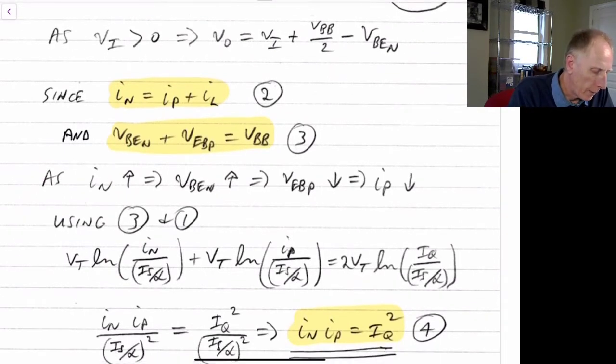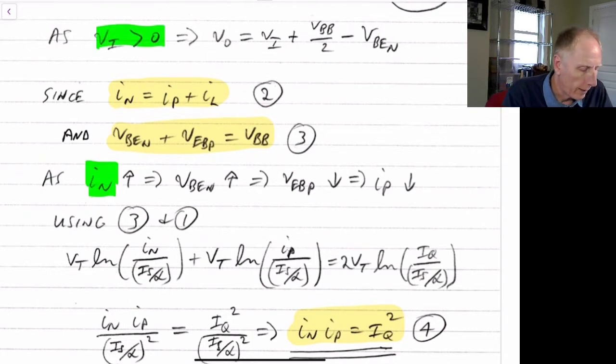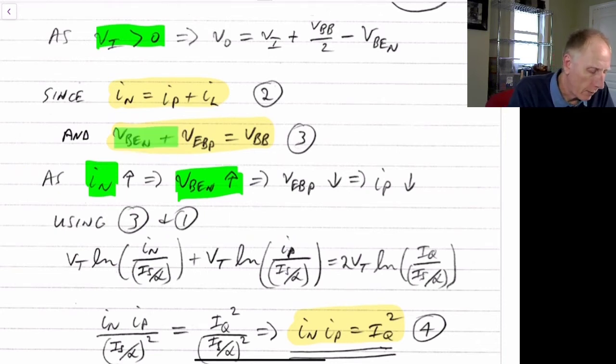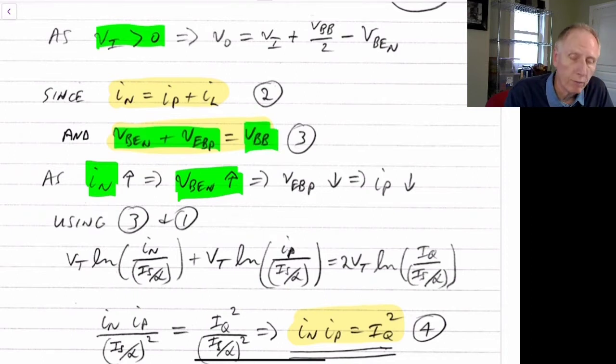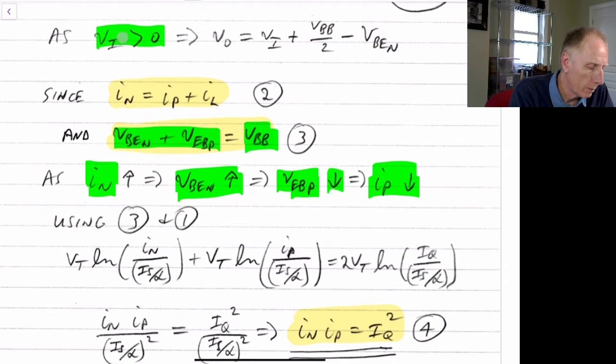So what we see then, as the voltage VI is greater than 0, I of N will increase, the current through the NPN transistor will increase. That will increase the base emitter voltage on the NPN transistor. But since the two have to add up to a constant VBE voltage, the emitter base voltage of the PNP will go down, which means that the current through the PNP goes down.